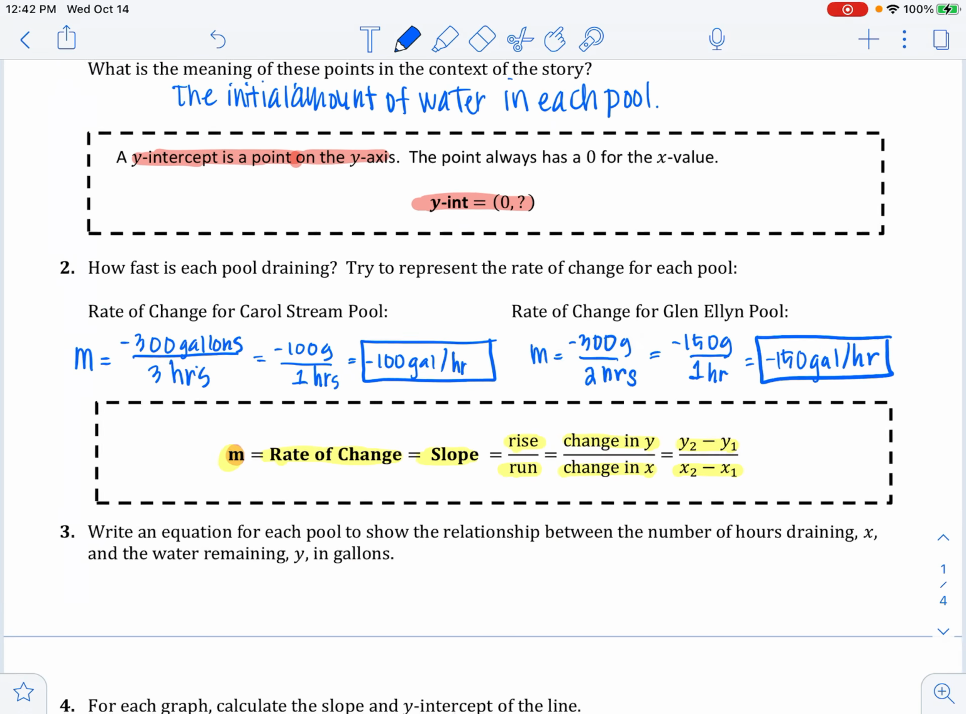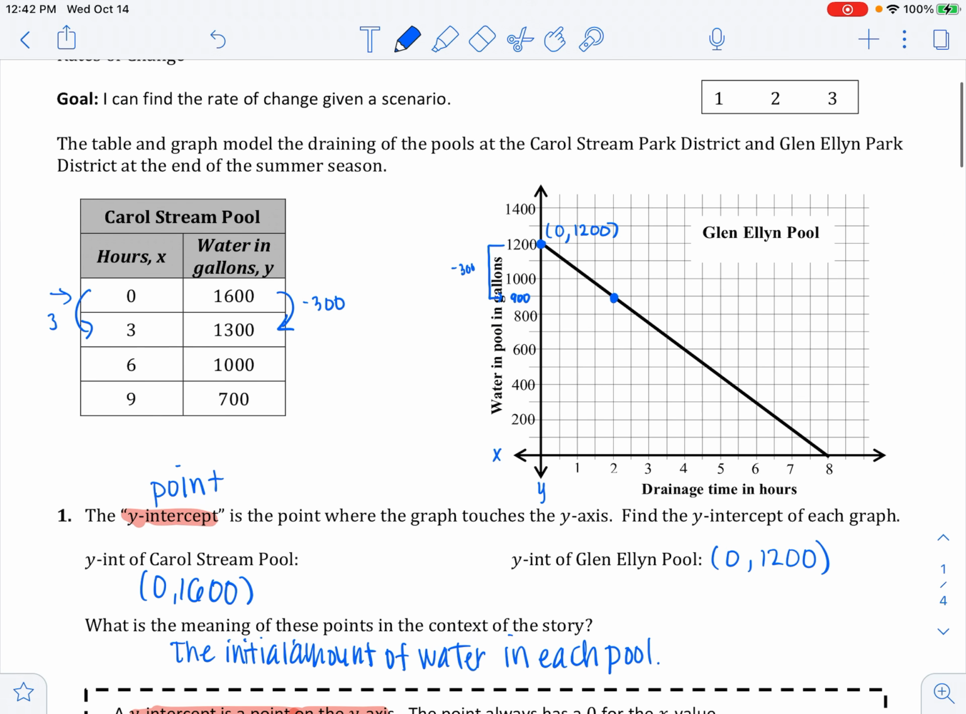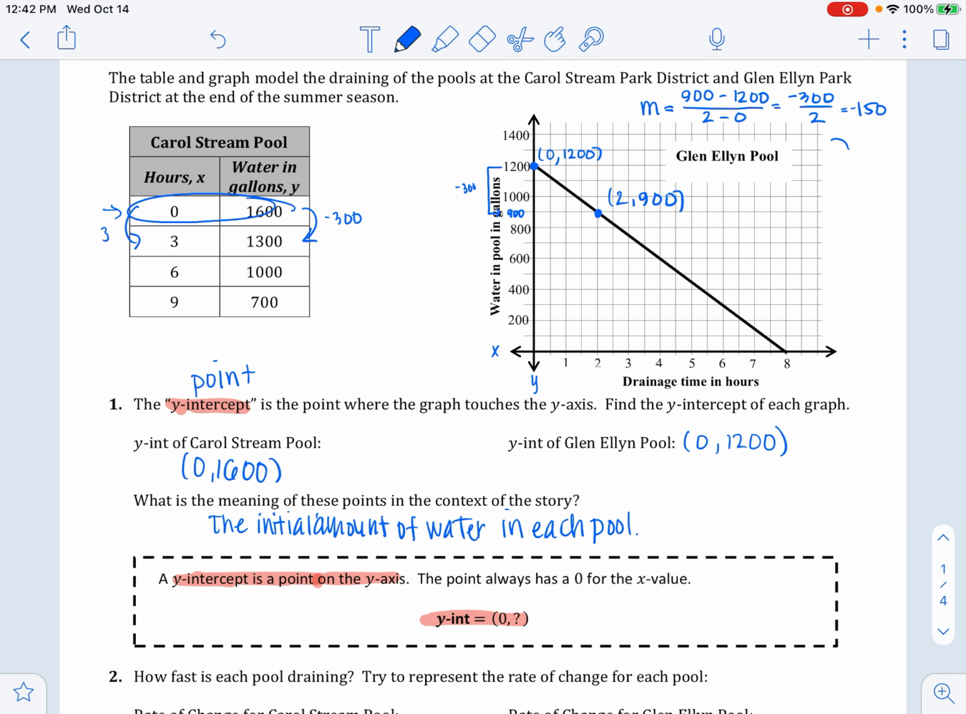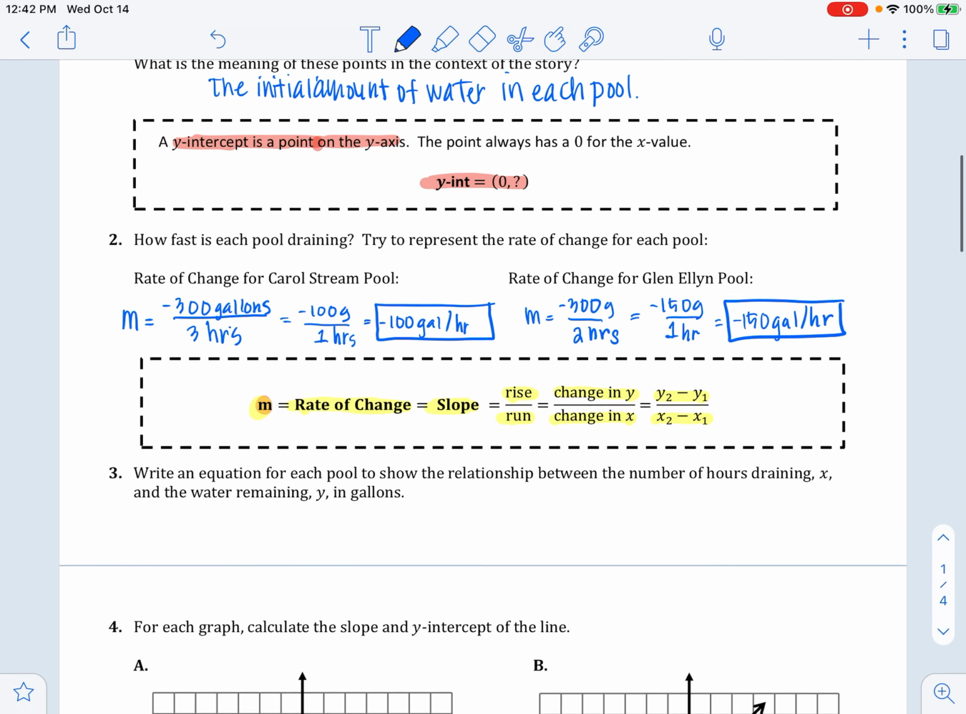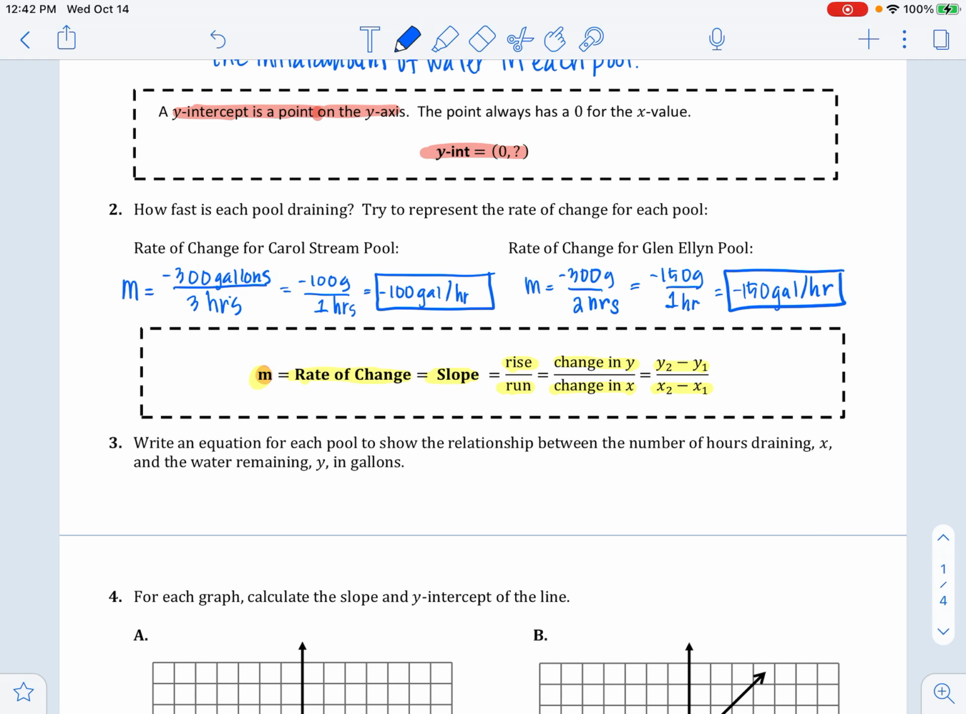Okay? So I want you to realize that to get that slope, you could have used the point 0, 1200, and the point 2, 900, and then used the slope formula, which is m equals y2, which is 900, minus y1, which is 1200, over x2, which is 2, minus x1, which is 0. That would have given me negative 300 over 2, which in turn would give me negative 150 gallons per hour. Okay? Could have done the same thing here, use this as a point and this as a point. So I'm going to be going through doing that in multiple different ways.